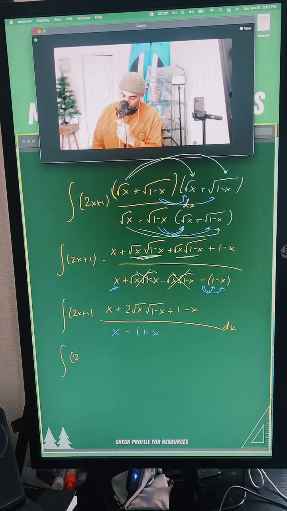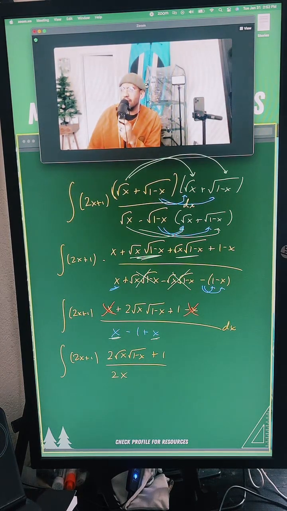All right, so now we have 2x plus 1. And on the top, those x's cancel out. There's one x here, and that subtracts. So we are just left with 2 root x root 1 minus x plus 1 all over. Check this out. The x's have like terms, so this just becomes 2x. And I believe that should have been a 2x. Somehow I feel like that should have been a 2x plus 1. What a burner.